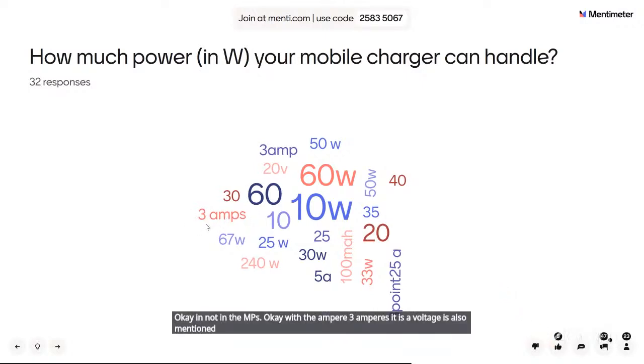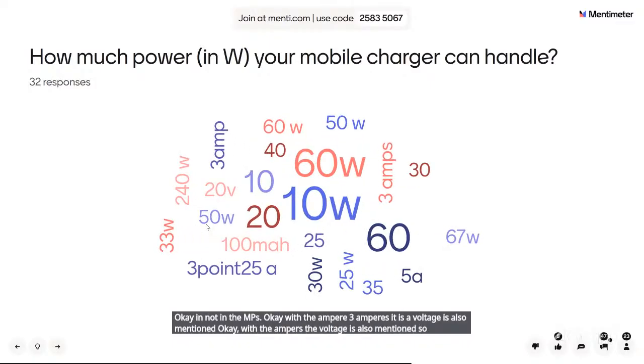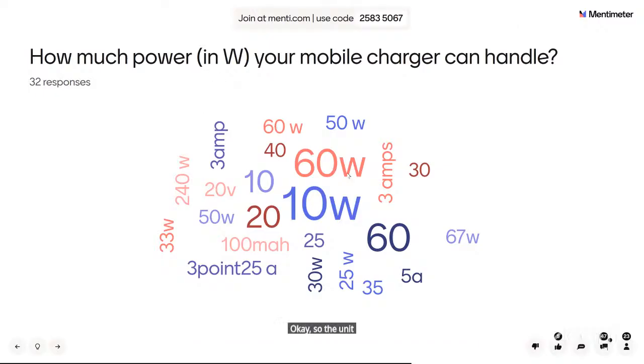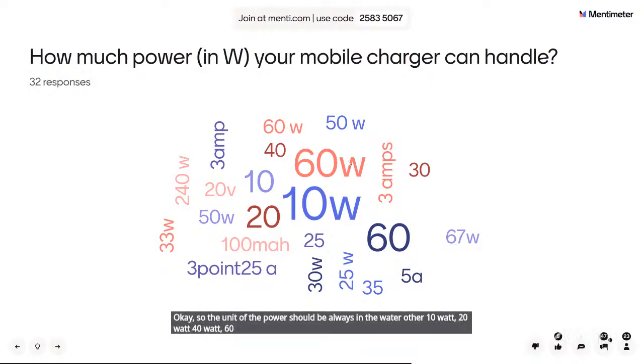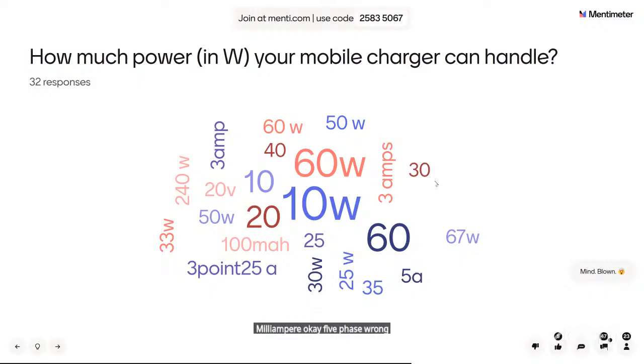With the amperes, the voltage is also mentioned. So if you multiply the voltage with the ampere, you can calculate the power. The unit of power should always be watt, either 10 watt, 20 watt, 40 watt, 60 watt. That is the power rating, not in ampere, not in milliampere. 5A is wrong, 3 amps is wrong. Someone mentioned 240 watt, that is wrong. So please see this answer is not correct.